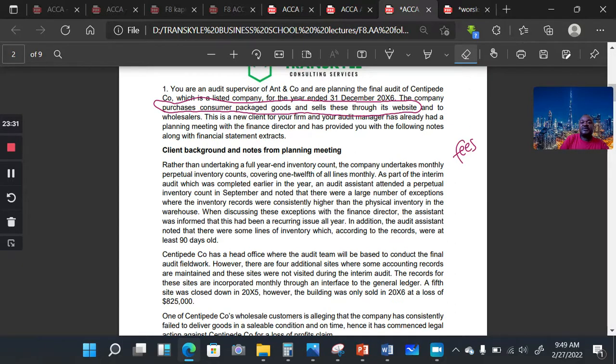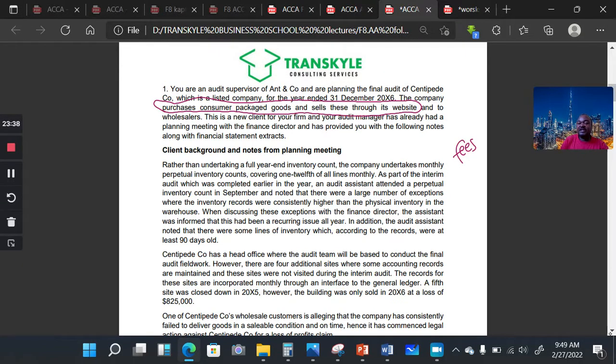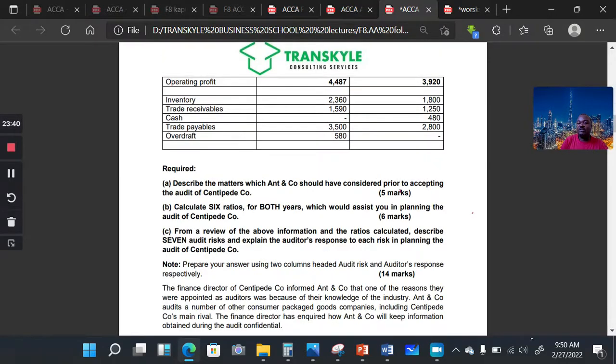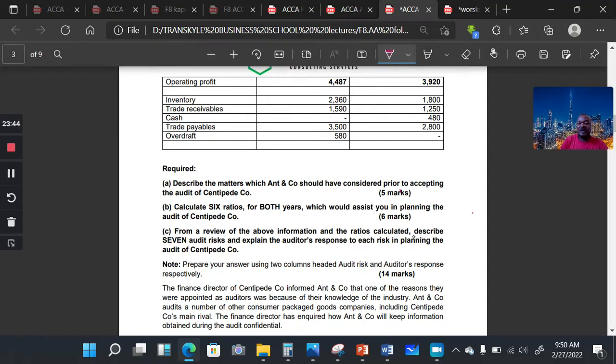Okay, as we now go, we've attacked part A. Let us now go to the next requirement so that we won't waste a lot of time going back and forth. Calculate 6 ratios for both years, which would assist you in planning the audit of Centipede Co. All right, so you can also see that this part does not require you to read everything in the scenario. You can even attack this part before reading everything. But for the purpose of this presentation, we just want to make it as short as possible. Let us just read C again.